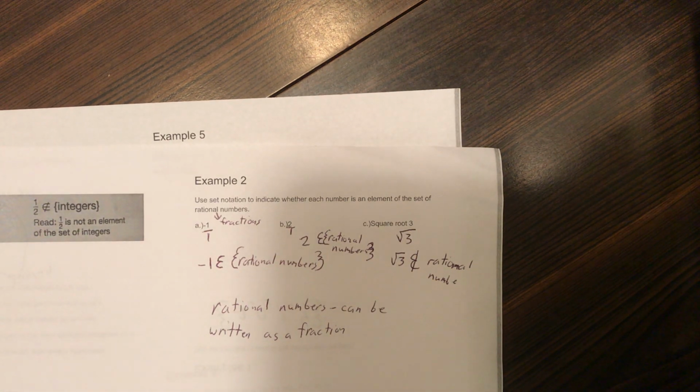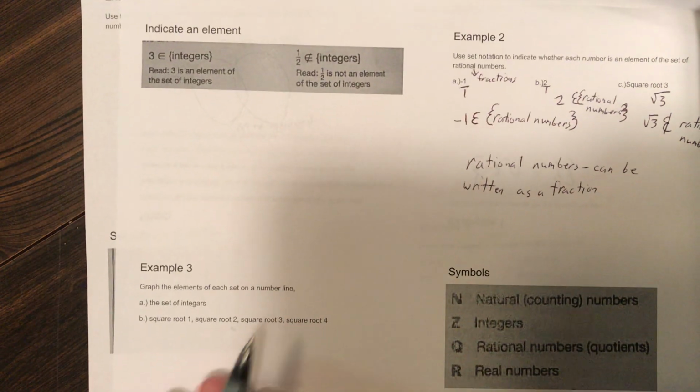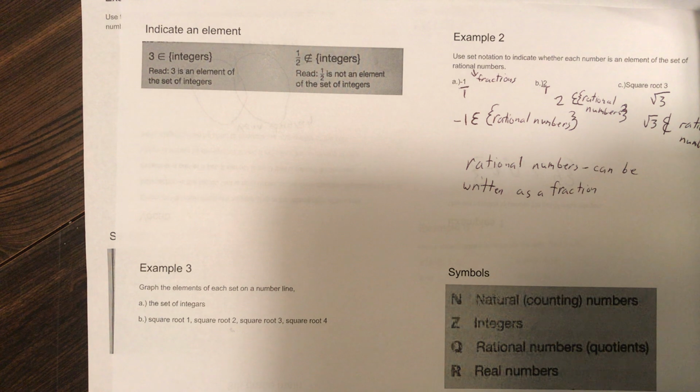So, like I said, rational numbers can be written as fractions. I put this one over 1, so then you could. Okay, now, example 3 here. Graph the element of each set on a number line. The set of integers.